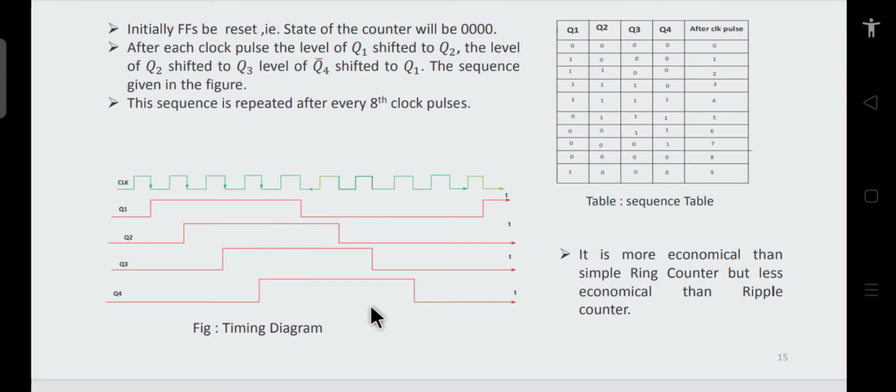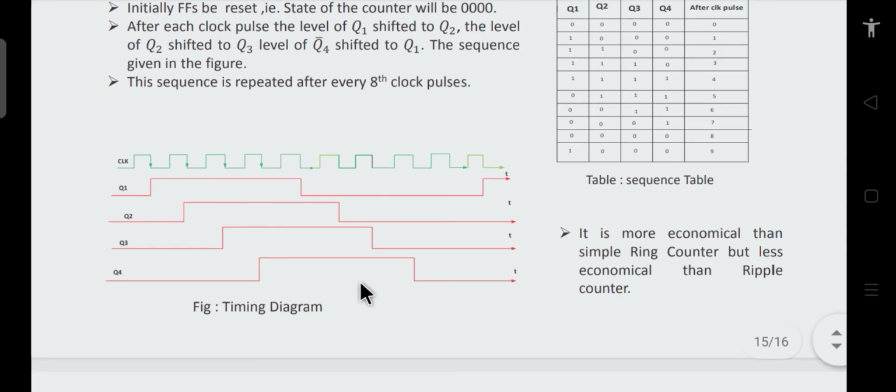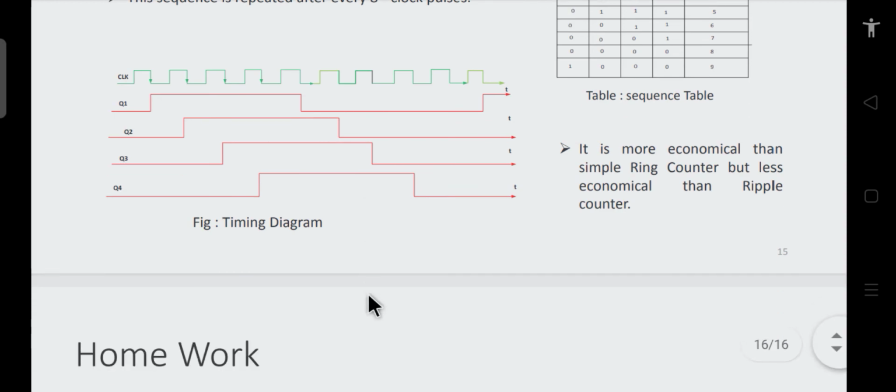Okay, so this problem, I can verify with this truth table, but you just try it on your own, and I am very sure you'll be able to do it. These ring counters are more economical compared to some counters, but still less economical than your ripple counters. We probably do not use them much, only for some particular applications; otherwise they are not that useful.